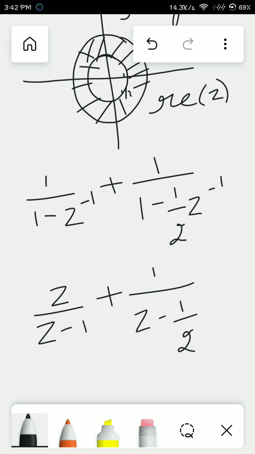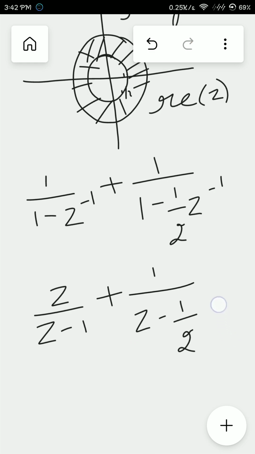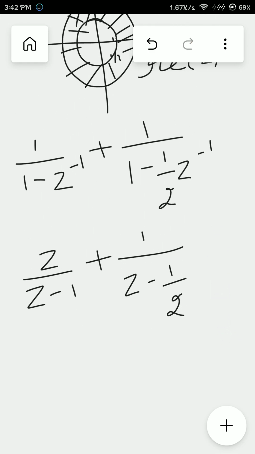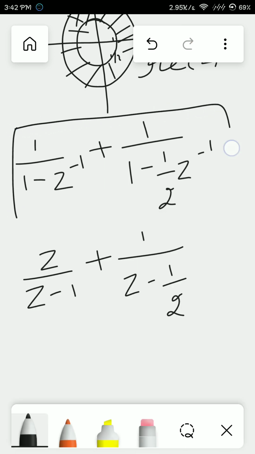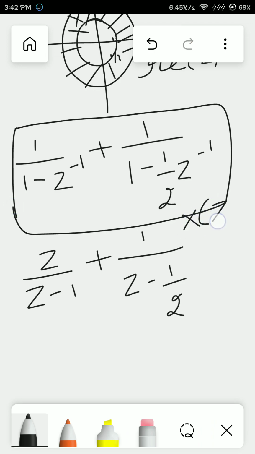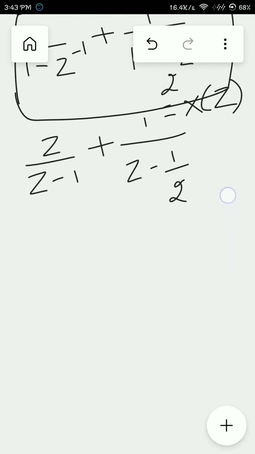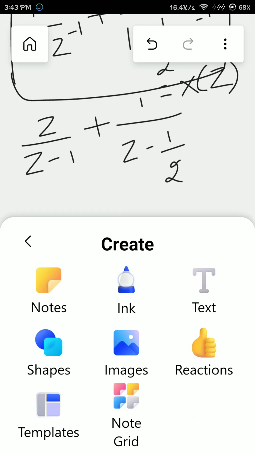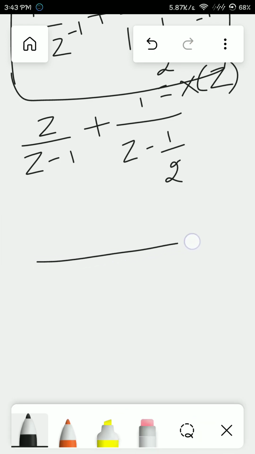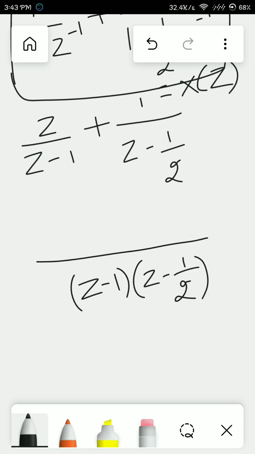So this is what you are going to get, right? Next, you are going to do some simplification over here to get the resultant. This is my resultant, and this resultant is your X of z. But I need to get it in terms of z, so I am going to make further simplification. Next, I have to take this multiplication, z minus 1 into z minus 1/2.